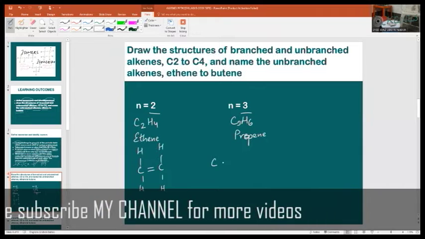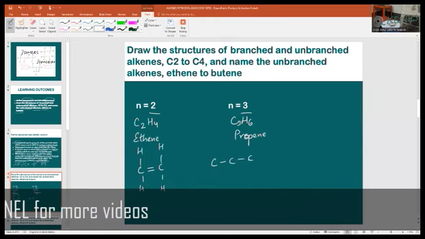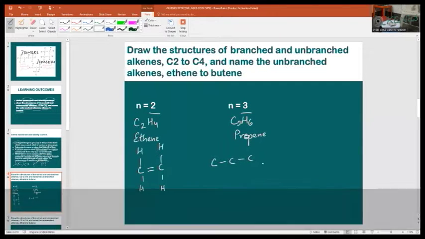Let's check propene. 1, 2, 3. You can place the double bond between any 2 carbon atoms. For example, I'm placing it between these 2. Now I will satisfy the valency of carbon. 1, 2, 3, 4.